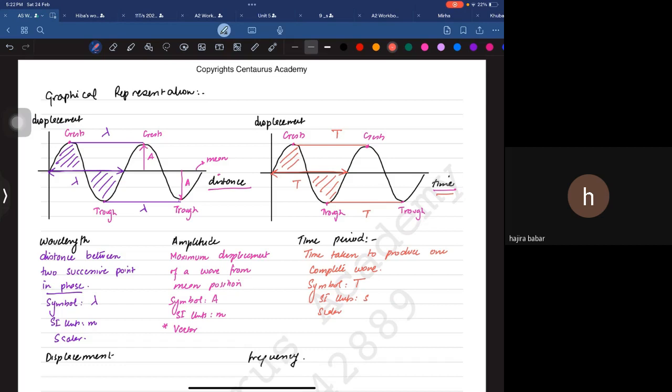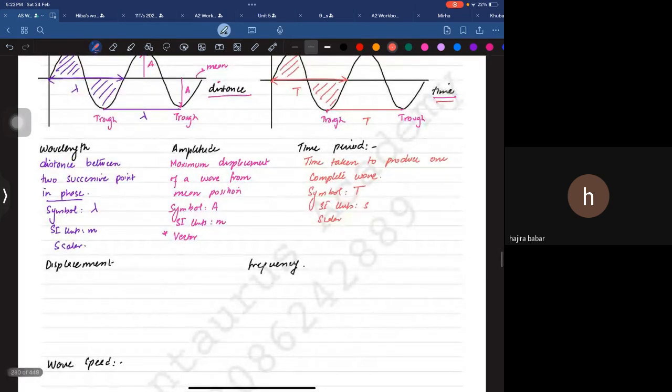All right, kids. Now comes displacement. And for displacement, we just need to remember that it could be distance in a specific direction from its mean position.